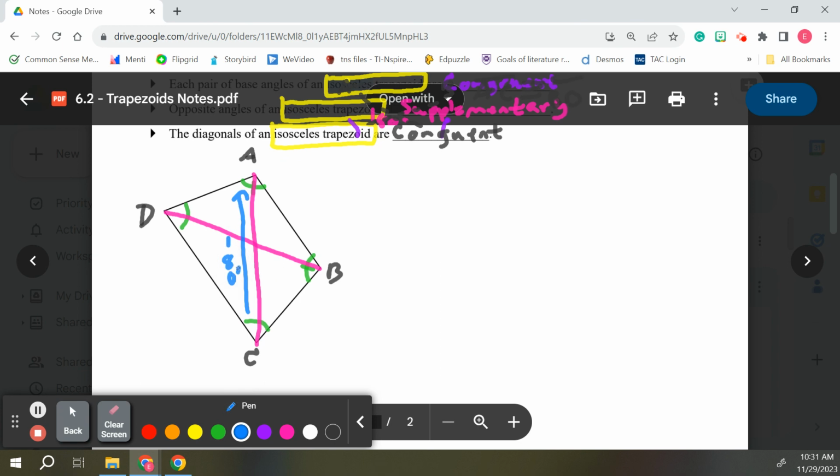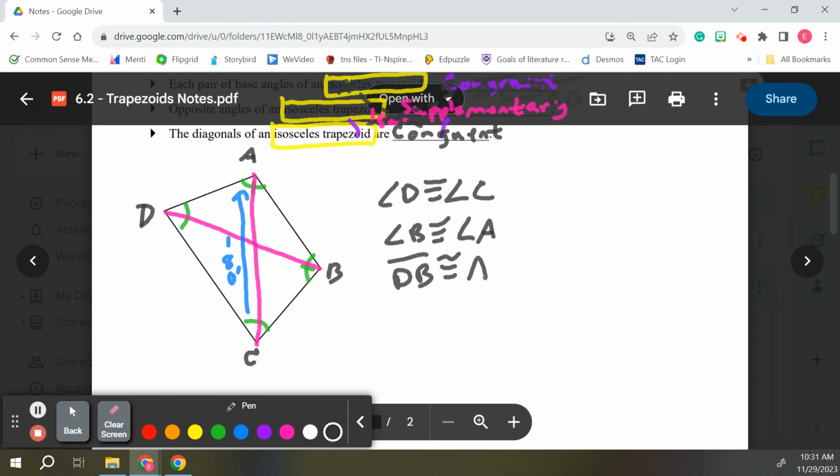I'm also going to list some things. So we're going to state that angle D is congruent to angle C. Angle B is congruent to angle A. And then we're going to have DB congruent with AC. So those are all the parts that you would need to know. This is for isosceles only.